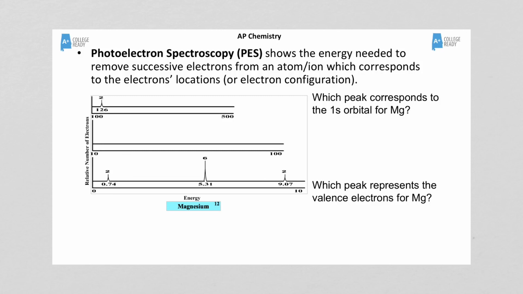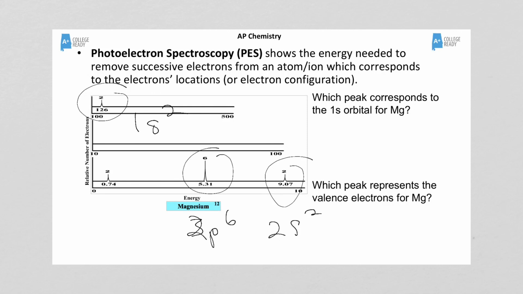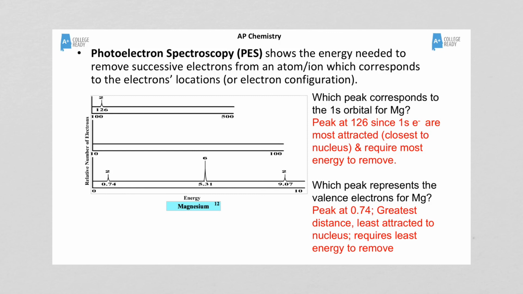So we could actually go through and start writing electron configuration. So find the highest number. That's 1s2. The next highest number should be 2s2. And then notice this is taller. That's 2p6. And then this must be 3s2. So that tells us that this must be, and that's the first question, magnesium. And which peak represents the valence electrons? It's going to be the lowest energy number. Just be careful if it's like a p block element that you realize there would be more than one peak of valence electrons. So there'd be s and p valence electrons.